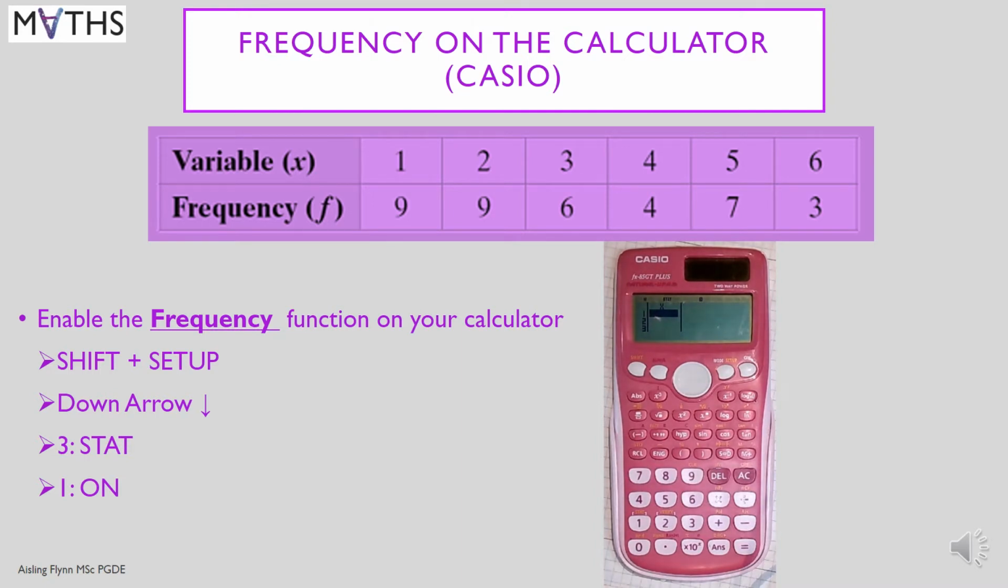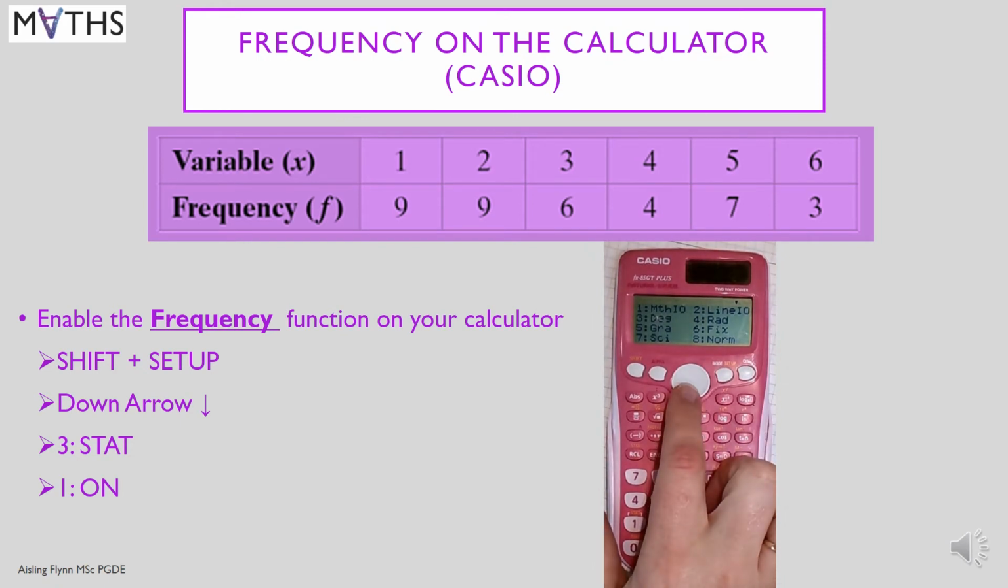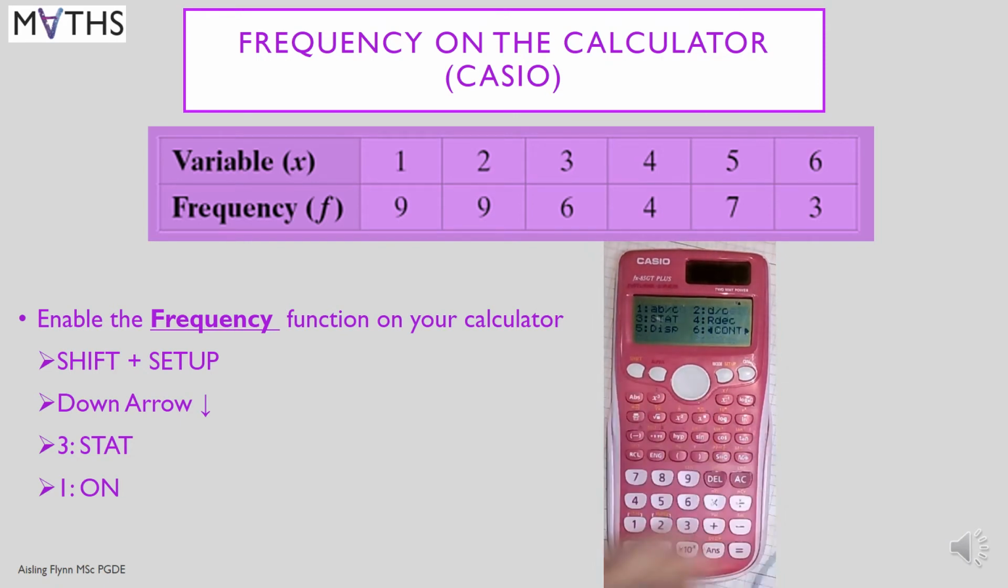So I'm starting in statistics mode here. Here's where I would put in values. Now notice that there is no second column here for frequency, so we need to enable that. To do that, we go to Shift and Setup. There's a huge menu here, but we don't see what we need actually. You have to press down and we get more options here. I'm going to select number 3 for statistics options. And here you see frequency on or off.